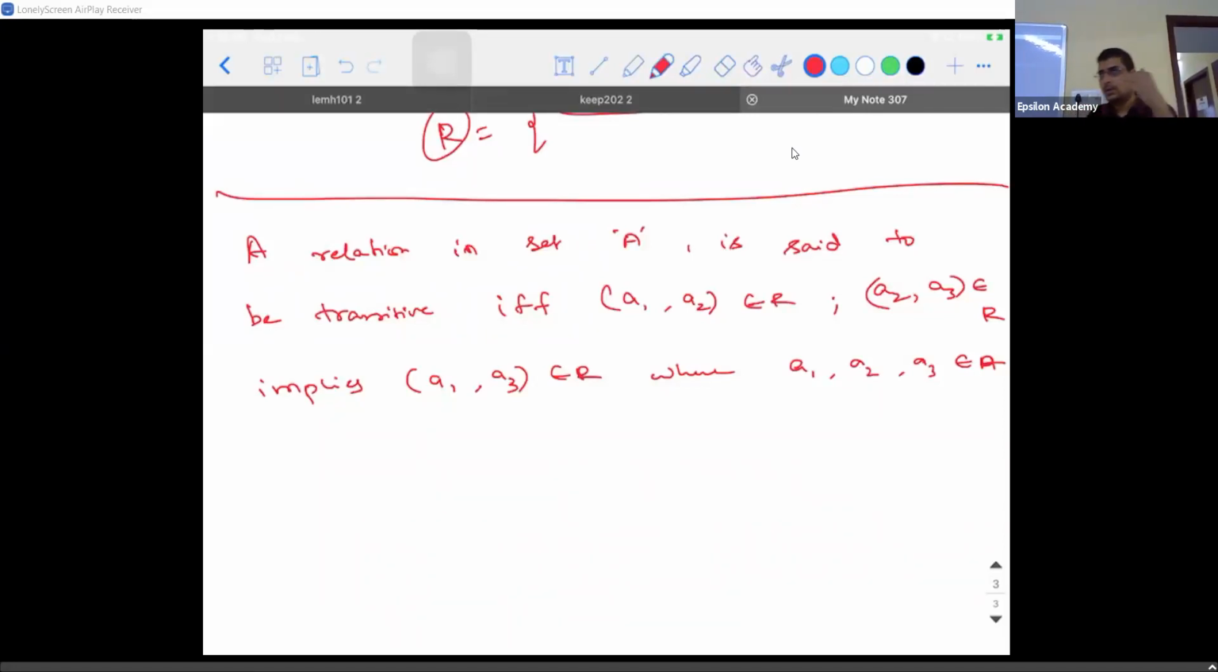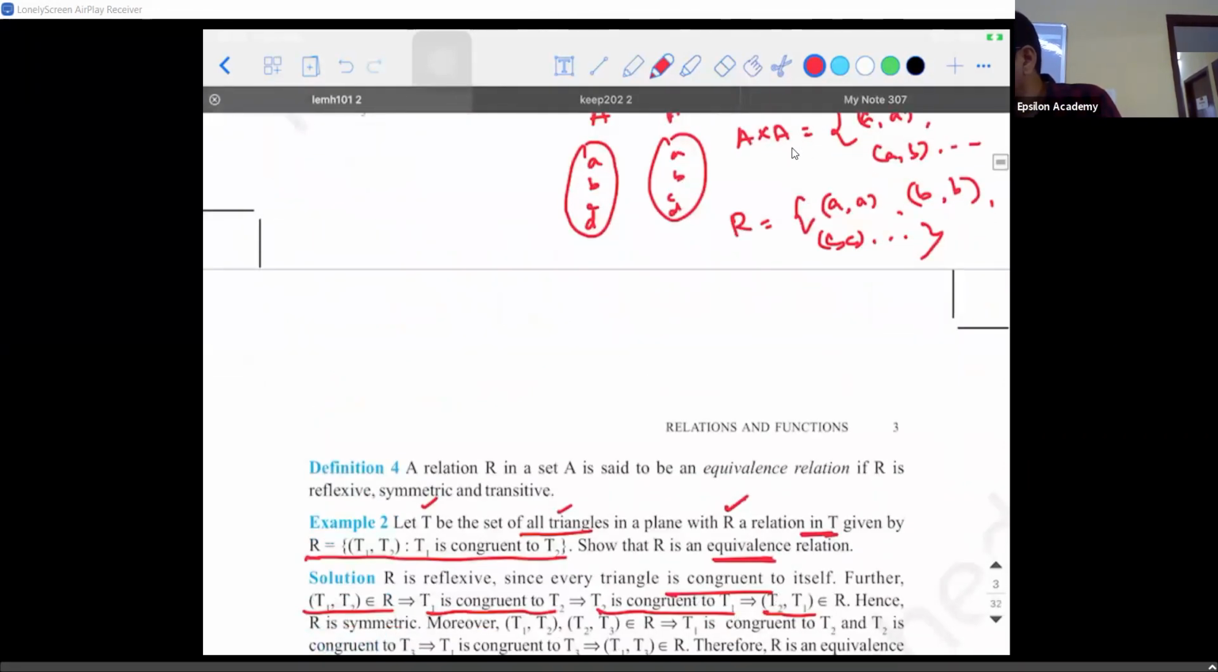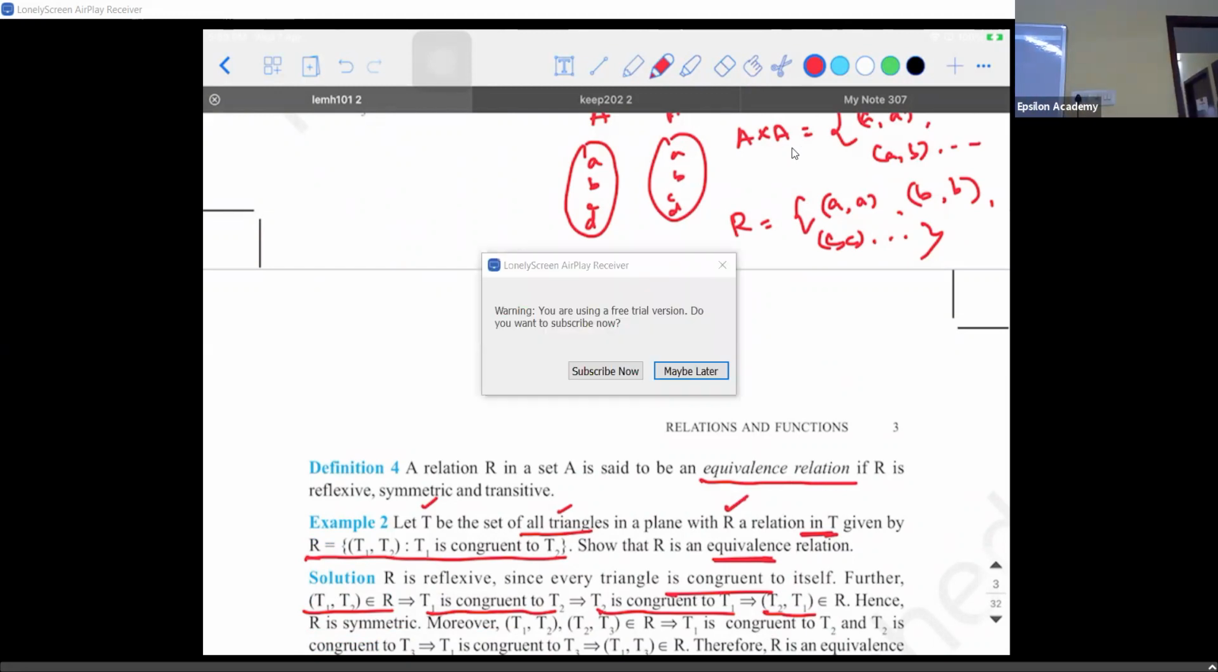If you just conclude one thing, if any relation is reflexive, symmetric, and transitive, then that kind of relation is called an equivalence relation. A relation R is said to be an equivalence relation if R is reflexive, symmetric, and transitive, if all the three conditions are satisfied. I hope I'm clear. Right?